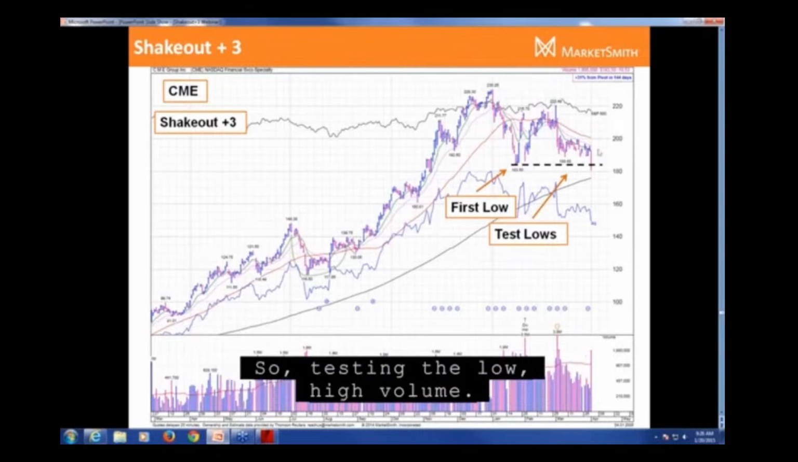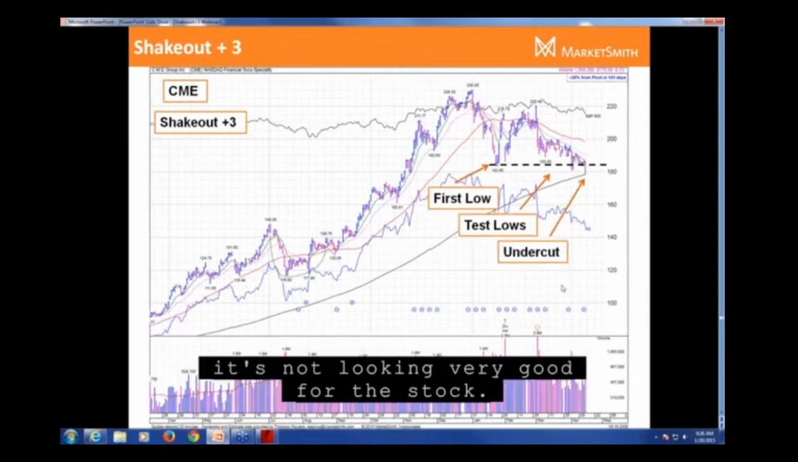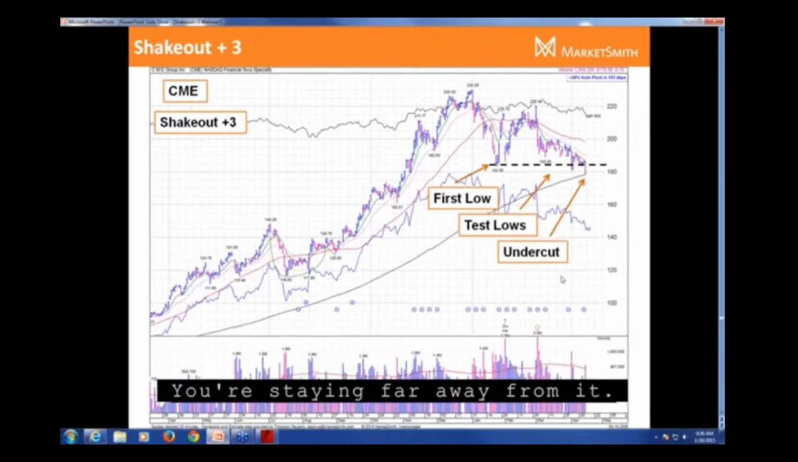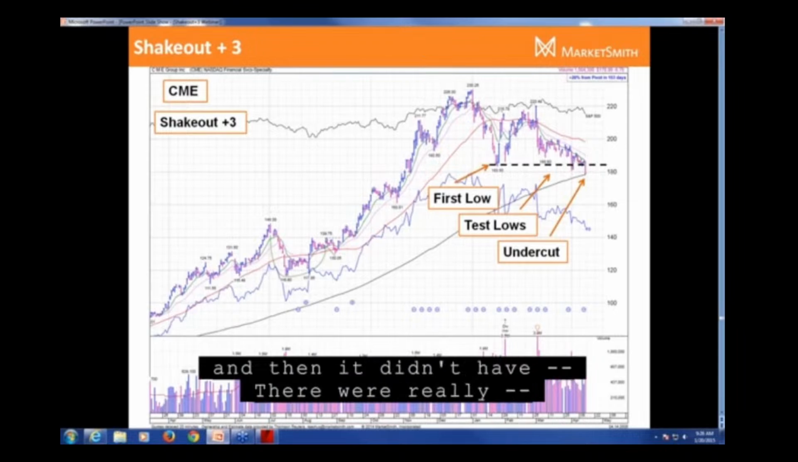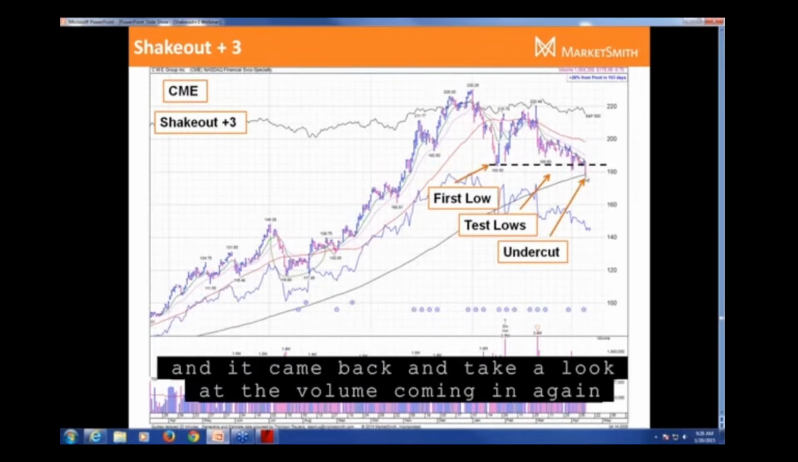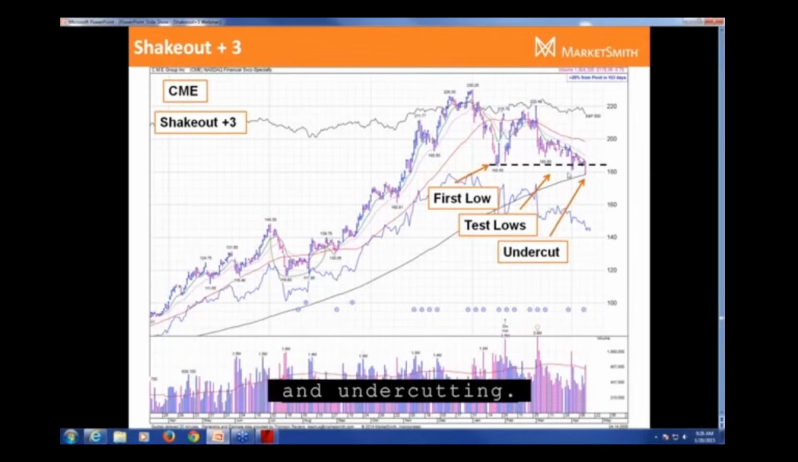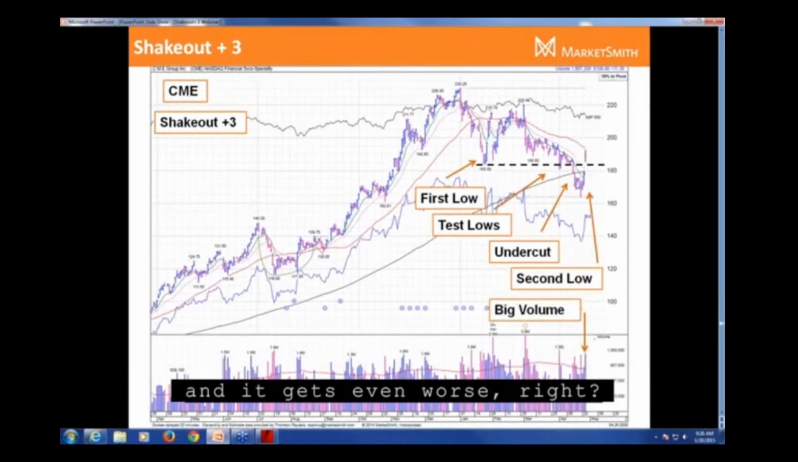So testing the low, high volume. At this point, technically, it's not looking very good for the stock. You're staying far away from it. It's coming back. Now it's really undercutting. Notice how it bounced back up. So it undercut, came right back up, and then there were hardly any buyers here. And it came back, and take a look at the volume coming in again and undercutting. So it's really now getting a little bit worse here. And it gets even worse, right?